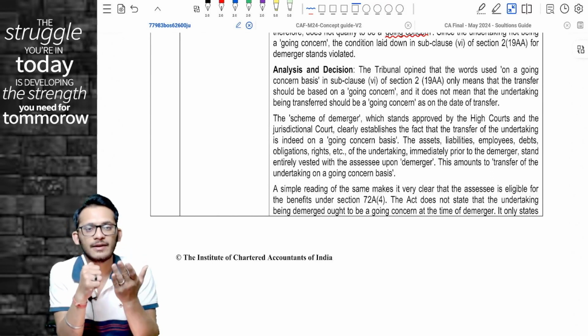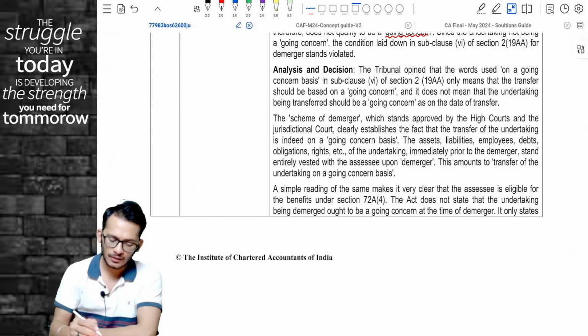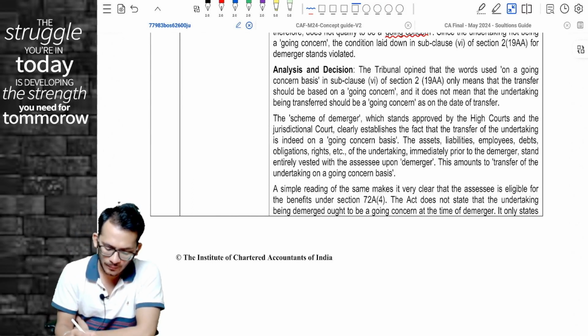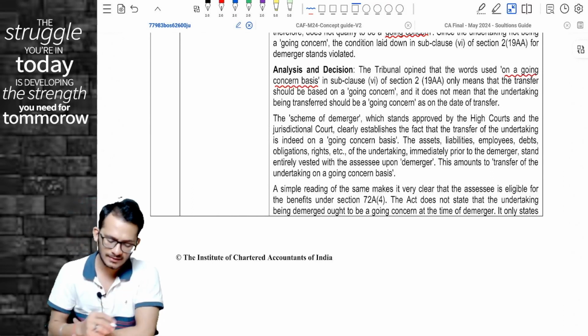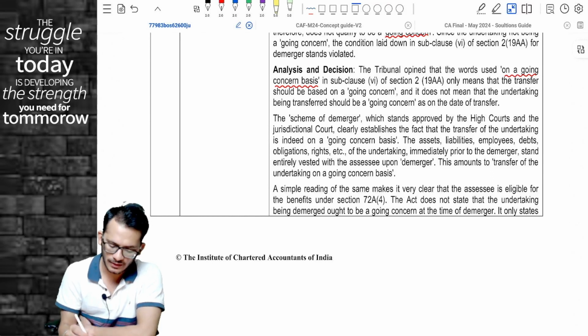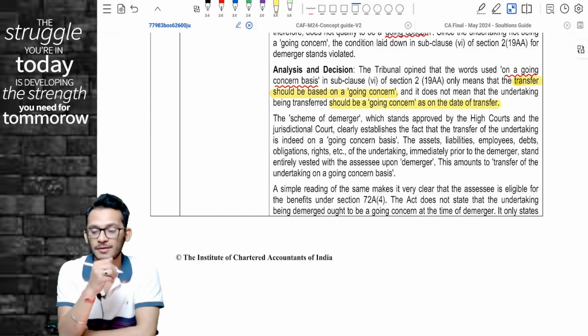At the first level, obviously after the CIT, it went to the tribunal. The tribunal opined that the words used, on a going concern basis, in clause 6 of section 219AA only mean that the transfer should be on a going concern basis, and it does not mean that the undertaking should be a going concern on the date of transfer. Notice now how they are reading the law.